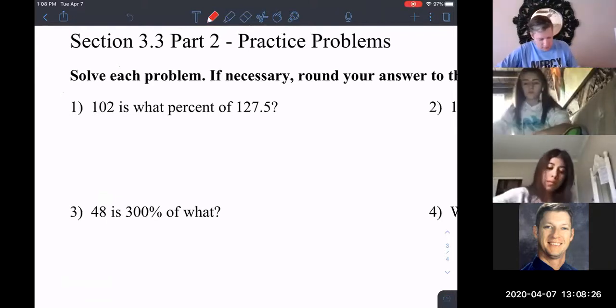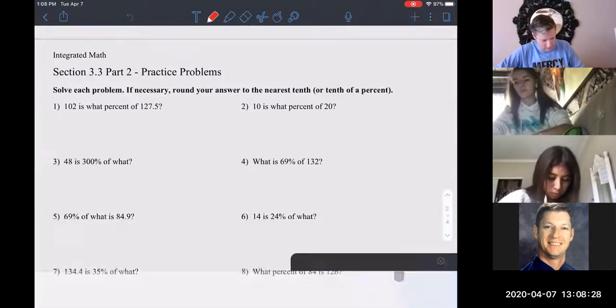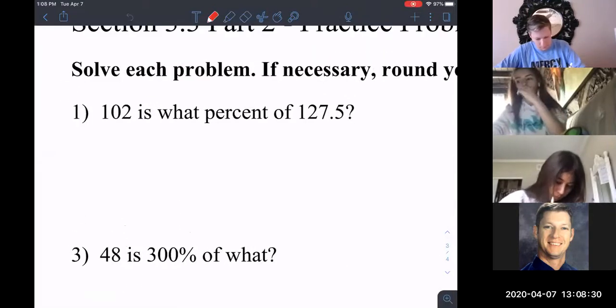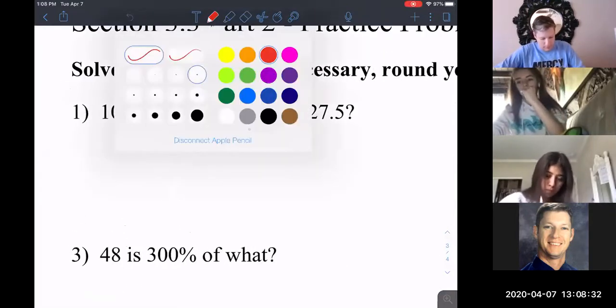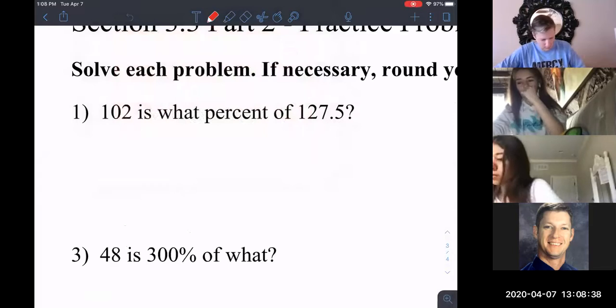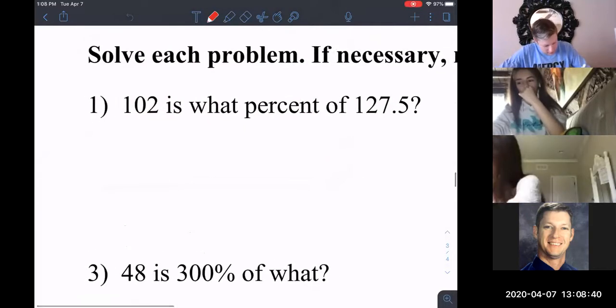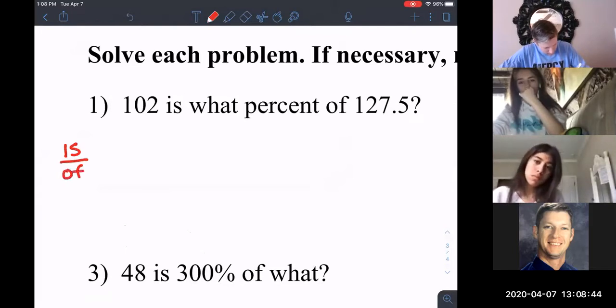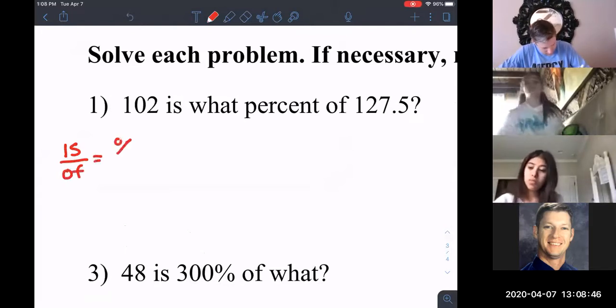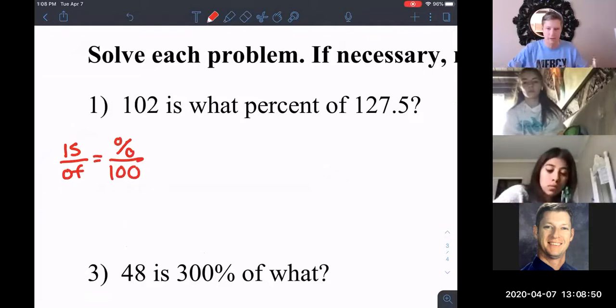So what I usually tell students, we'll just zoom in. Okay, so for number 1, this is a shortcut. I'm going to explain why it works, but basically, hopefully you saw this: is over of equals the percentage over 100. This is the shortcut that helps you remember how to set it up.